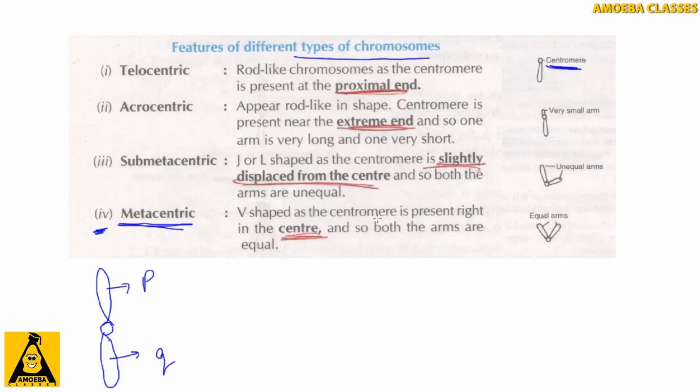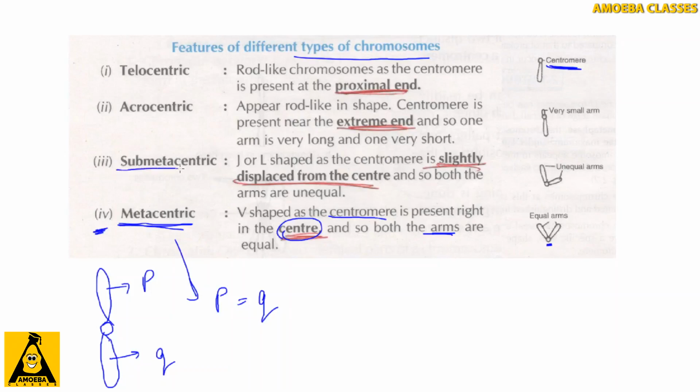What does it mean? That the centromere is present right in the center. So both the arms are equal. That means in metacentric, the P arm is equal to the Q arm. That means this centromere lies in the very, very center and both these arms are equal in length.